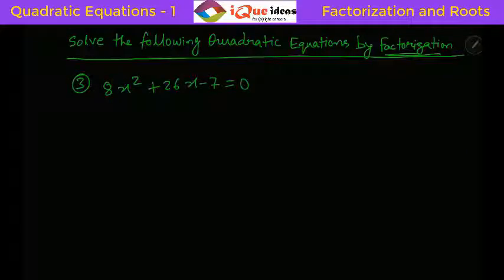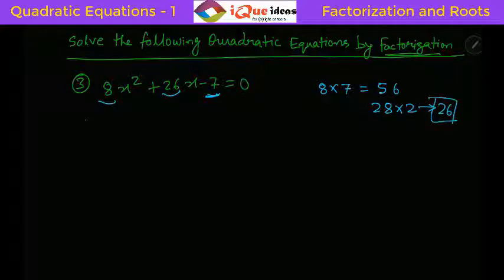Okay. Now this third question has coefficient of x squared as 8 and the constant term is 7. So 8 into 7 is equal to 56. Now we can break 56 in all possibilities as a product of two numbers, and look at the sign of the constant term, it is negative. That means the difference should be 26. So we directly get to the possibility of 28 into 2, and the difference of 28 and 2 is 26.